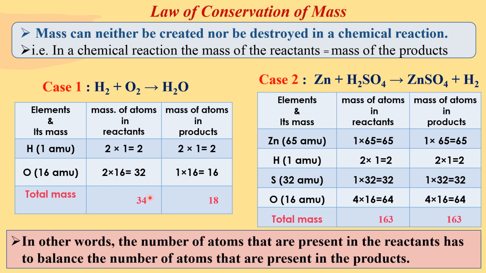In other words, the number of atoms that are present in the reactants has to balance the number of atoms that are present in the products. And that's why we need to balance a chemical equation according to the law of conservation of mass.